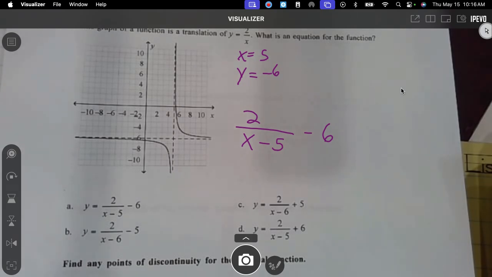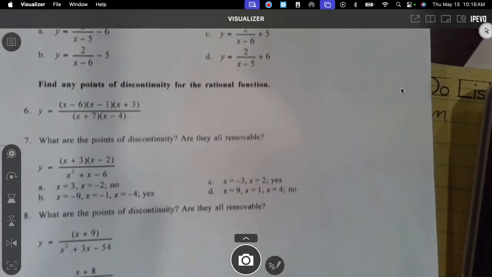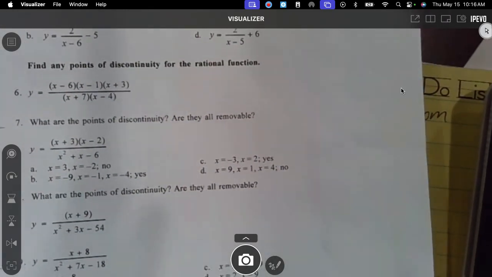Okay, are we good with that? Ashton, are you good? Do you want me to redo that one? Actually, it's 5 and -6. Got it. Okay.